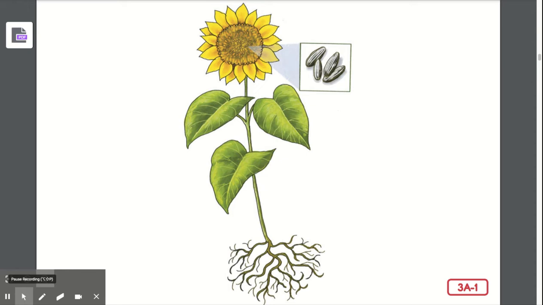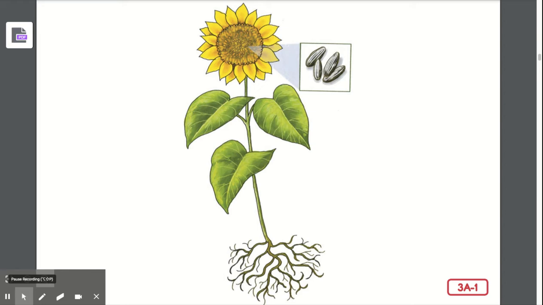Looking at the picture of our sunflower, can you identify each part of the plant in the image? Did you say roots? Maybe your response was stem, or maybe you said leaves. The flower or blossom and the seeds, those are all parts of the plant in the image.